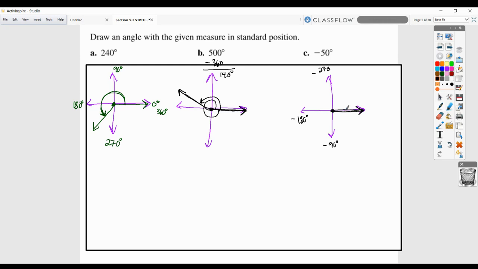So negative 50 degrees would be starting at 0 again, but instead of going up and to the left, we're going down. So negative 50 would end around here. We're not quite at negative 90. And that's really kind of a bad line there, so let me start over. So this would be about negative 50 degrees, and this is how I would show it. I need to see where you're starting from and which way your arrow is going.